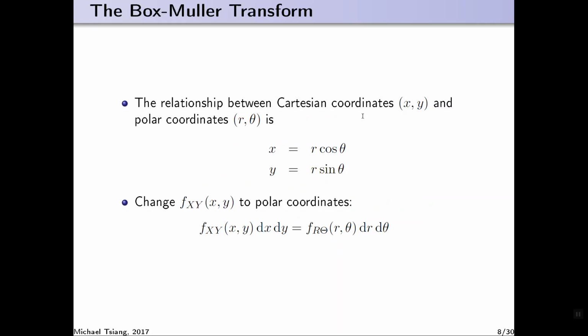And so to go from x and y to polar coordinates, we say x is equal to r cos theta and y is equal to r sine theta, okay? So r being the radius from the origin, and then theta being the angle that goes from 0 to 2 pi, okay?